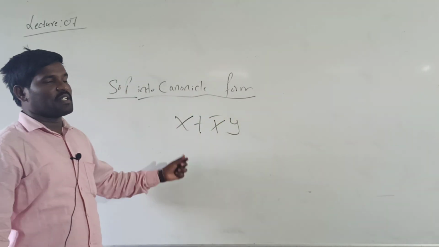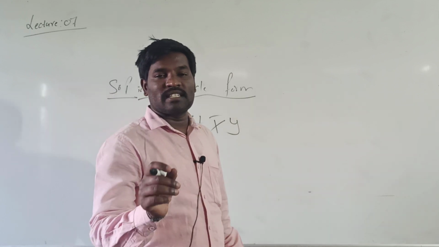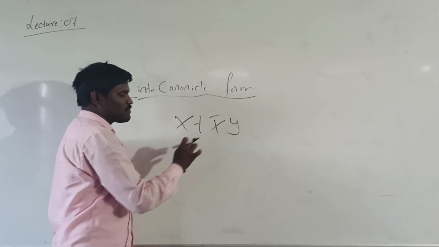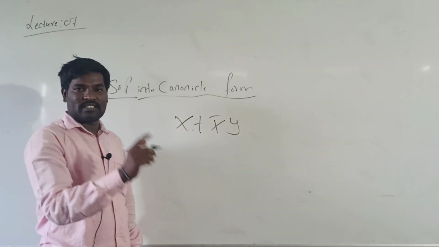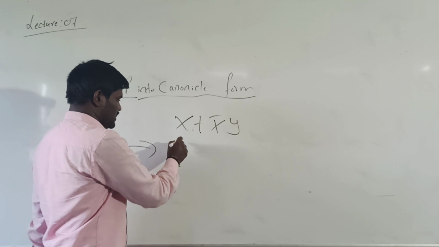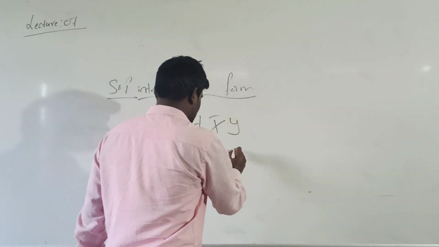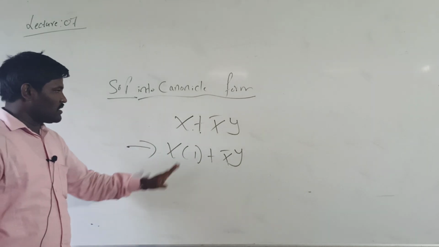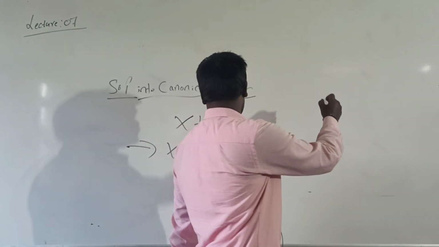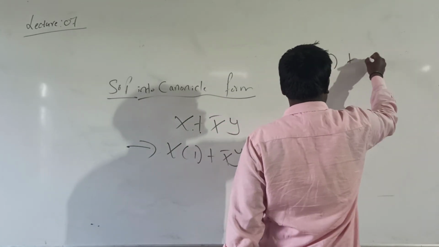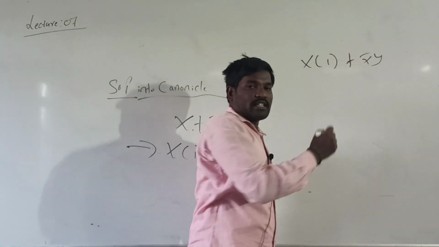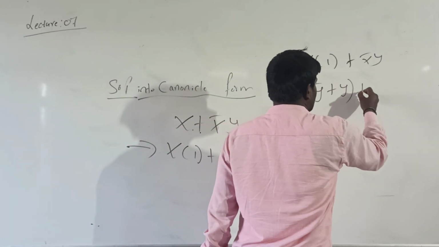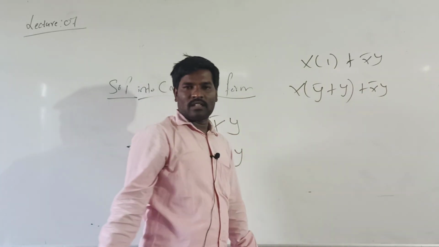The first step is to identify the missing term in the given expression. Here x is there, x bar y is there, and the missing term is y. So I can rewrite the expression as x into 1 plus x bar y. Next, instead of 1 I have to mention y bar plus y.